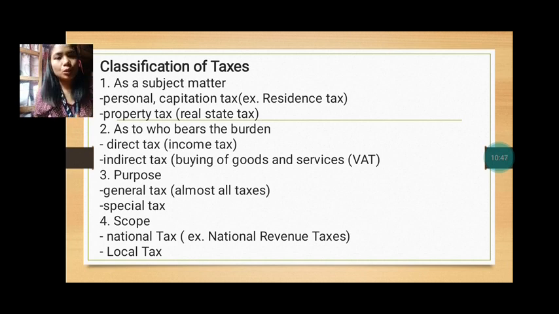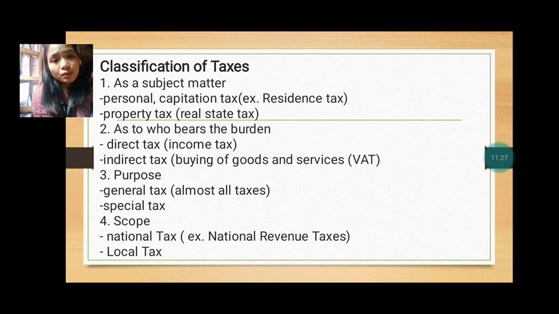Also, may classification din ang tax. Number 1 is as a subject matter. Personal capitation o yung example is yung residence tax, yung property tax, yung pagpapamay-ari mo, o yung real estate tax. As to those who bear the burden, the direct and the indirect tax. So, yung direct tax is the taxation on income, or example nito is yung income tax, property tax, ganon, or yung corporation tax.